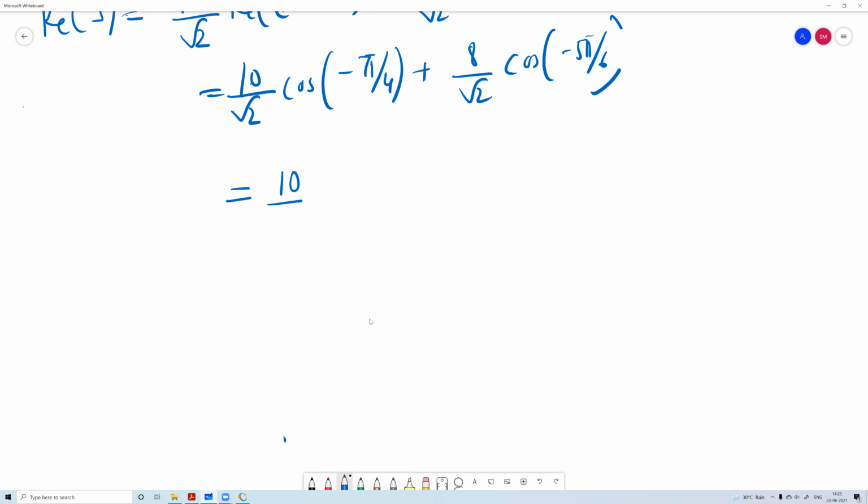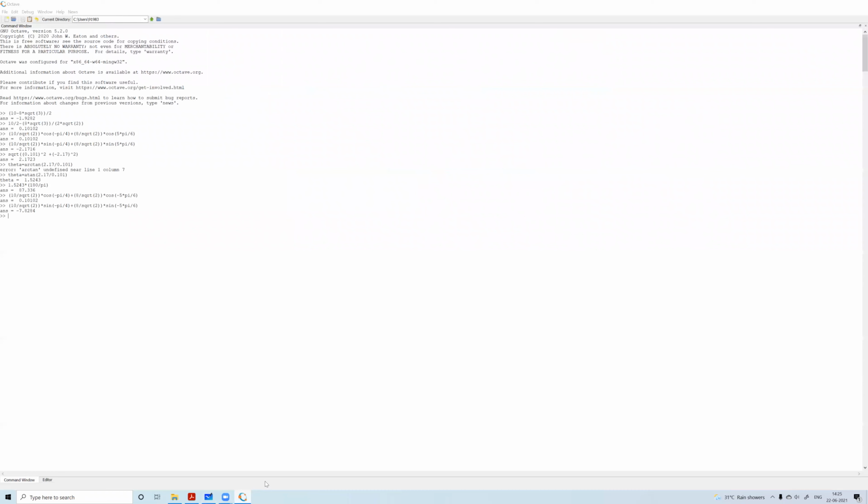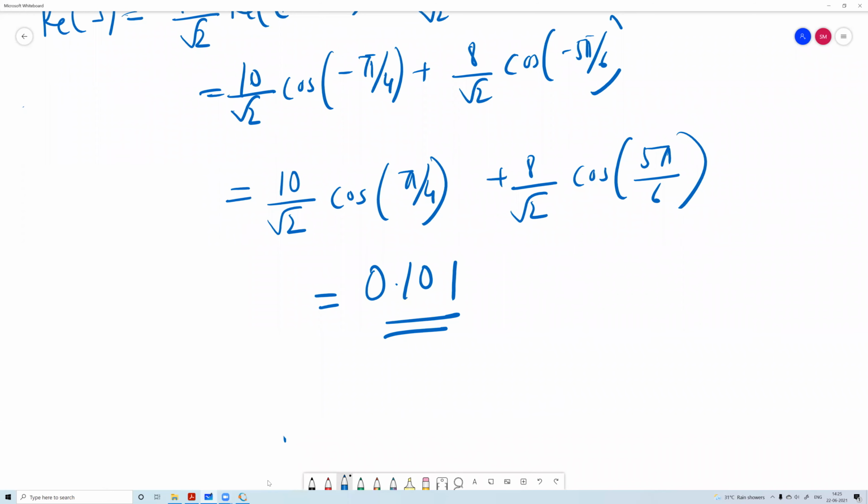That is 10 root 2 cos of pi by 4, because cos of minus theta is cos theta. This is coming to be 0.101. Real part of I is clear. Is it okay? Right? We can do the same thing for the imaginary part as well.